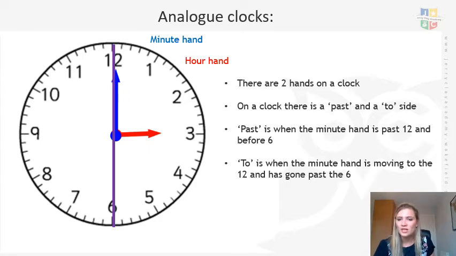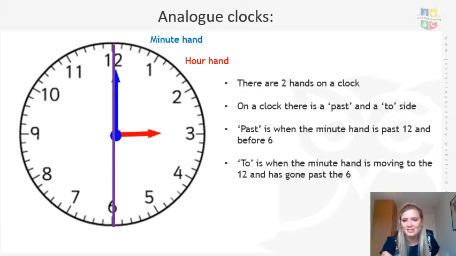So what I'd like you to do is draw the line down the middle of your clock, and I want you to label one half of it past and one half of it to. You might also want to use what I've put here as well to label it. So past is when the minute hand is past the 12 before it gets to the 6, and to is when the minute hand is moving to the 12 and has gone past the 6. Okay, have a go at doing that now. If you pause that you can have a go on your Seesaw, go and split it in half and label it past and to.